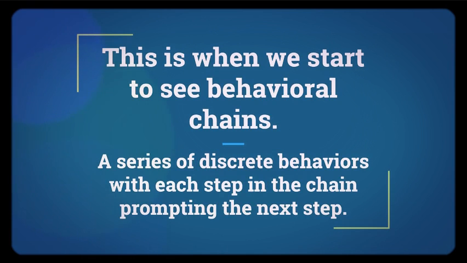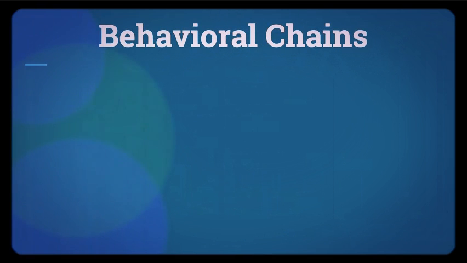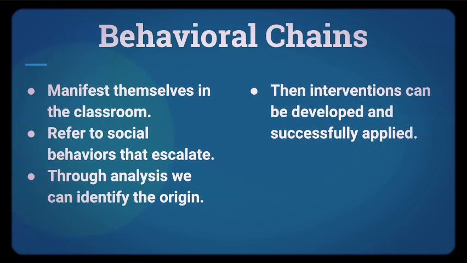Described as a series of discrete behaviors with each step in the chain prompting the next step. When we talk about behavioral chains, we need to remember that they manifest themselves in the classroom. They refer to social behaviors that escalate. But through analysis, we can identify their origin, where they begin. And then once we determine their origin, we can develop interventions that can be successfully applied.